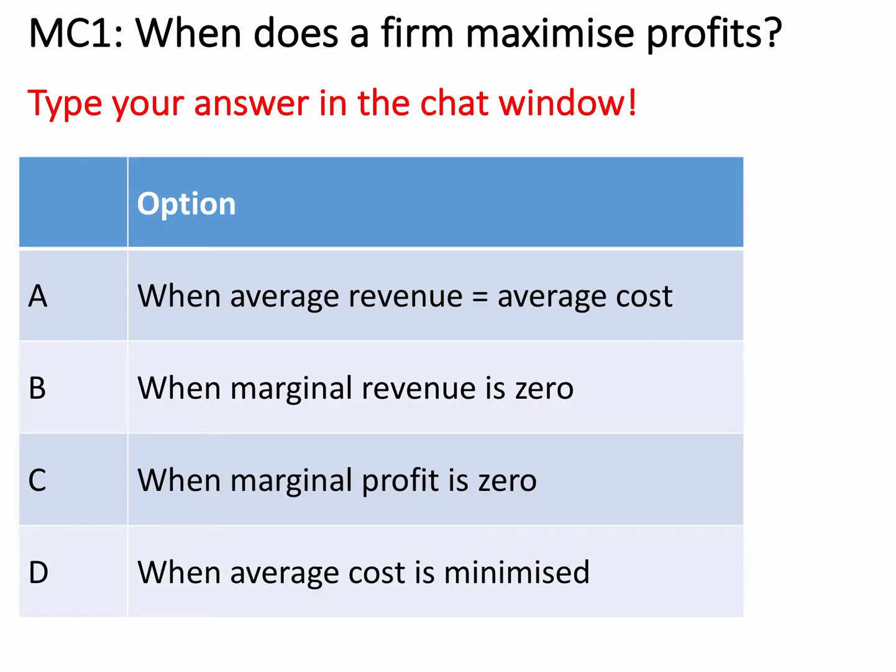Here's our first question to have a go at. If you're watching the recorded version of this webinar, take a few moments to read the question through. You can always press the pause button and then have a go at the answer before I reveal it. Here's our first question. When does a firm maximize profits? What do you think the answer is?